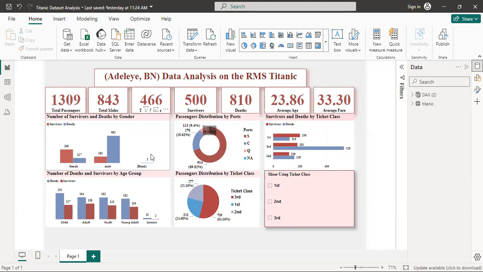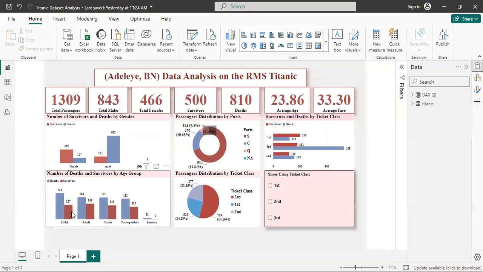Looking at survivors and deaths by gender, we can see here that 339 females survived, out of which 127 of them died. For the males, 161 survived and 682 died. So here we can see that more females actually got on the small boats than males, which made more of the females survive.